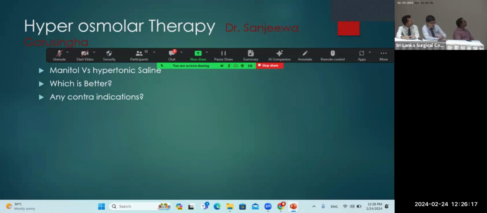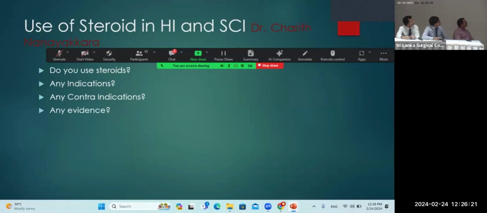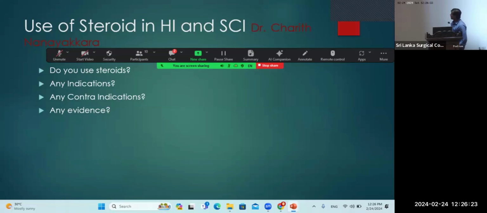Before I go into the steroids, Charit, can you explain, again, we have talked about the use of steroids in head injury and spinal injury. What is the use of steroids, any indications, contraindications, any evidence? I think Stravinsky went through this to some extent. Anything you want to add? Yes, evidence? I agree with what was stated. So that's pretty much so.